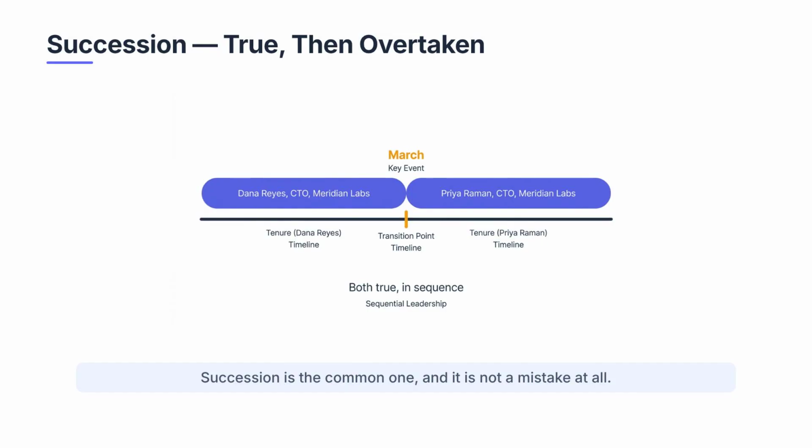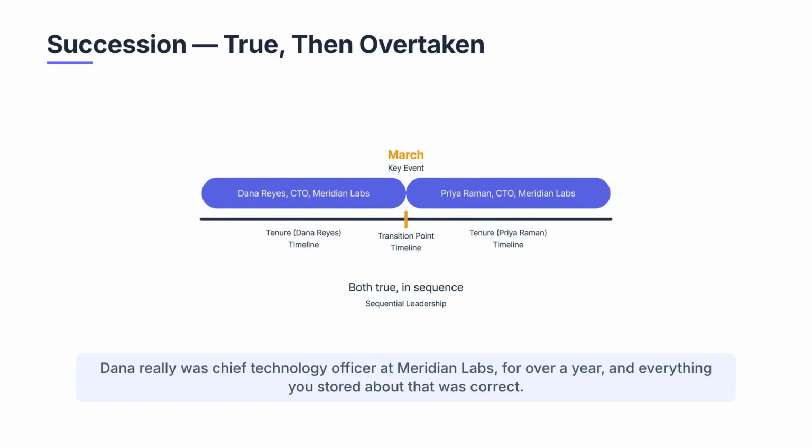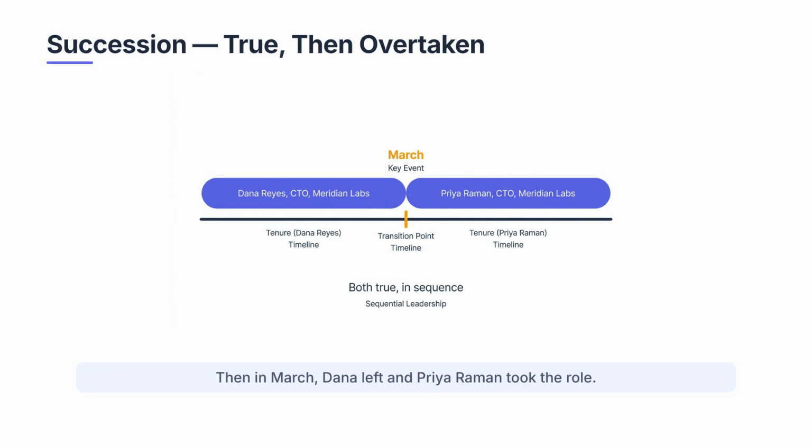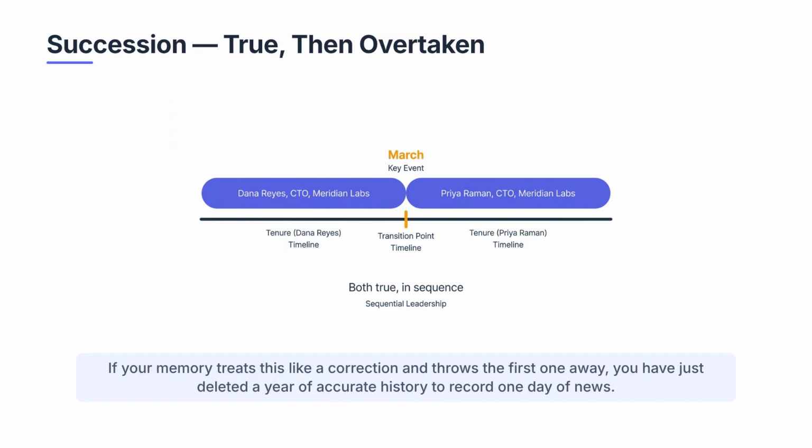Succession is the common one, and it is not a mistake at all. Dana really was Chief Technology Officer at Meridian Labs for over a year, and everything you stored about that was correct. Then, in March, Dana left and Priya Raman took the role. Both statements are true. They just belong to different stretches of time. If your memory treats this like a correction and throws the first one away, you have just deleted a year of accurate history to record 1 day of news.